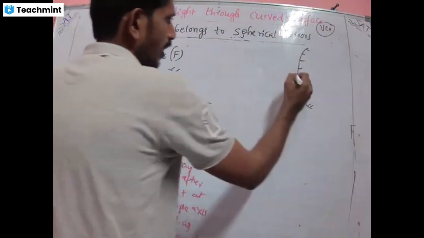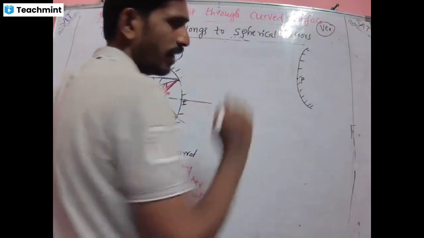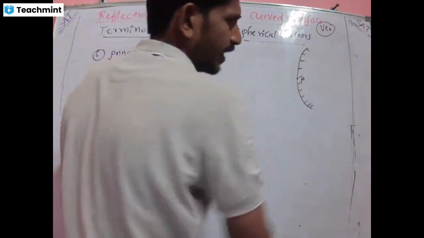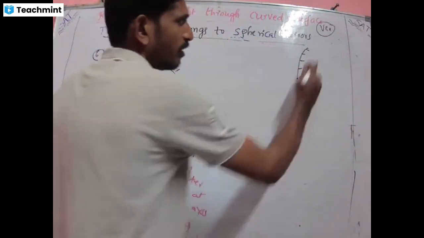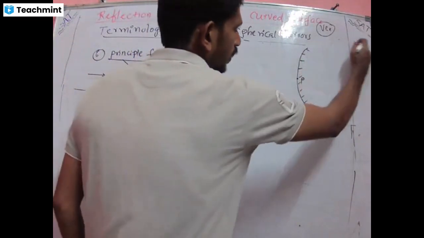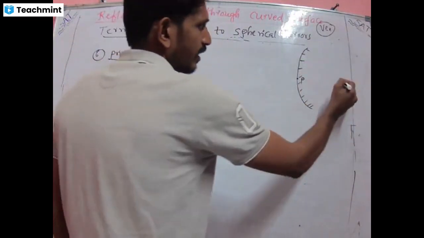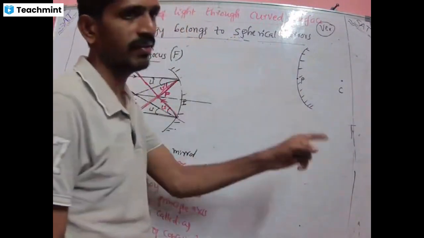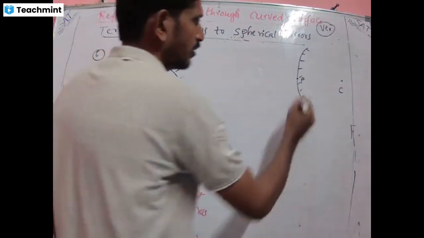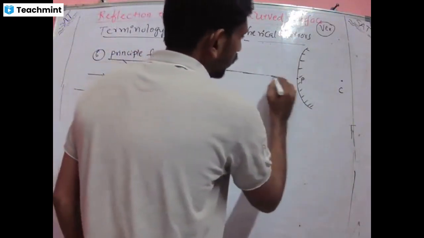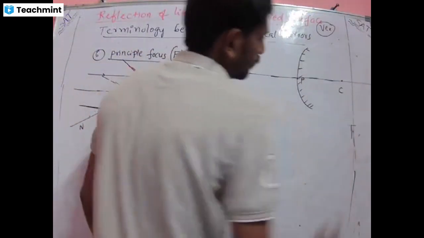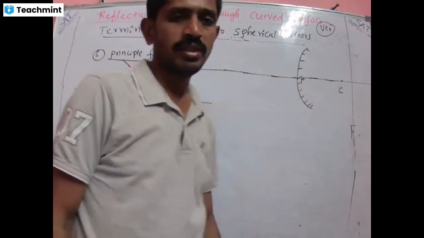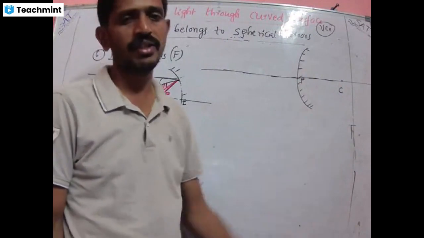Now, the pole. This is the pole of the convex mirror. Where is the center of curvature, this side or that side, right side or left side? It must be the right side, because if you complete the sphere or circle, we get the center of curvature on this side, not this side. This is the center of curvature of a convex mirror. The line joining the pole and center of curvature is called the principal axis of this convex mirror.